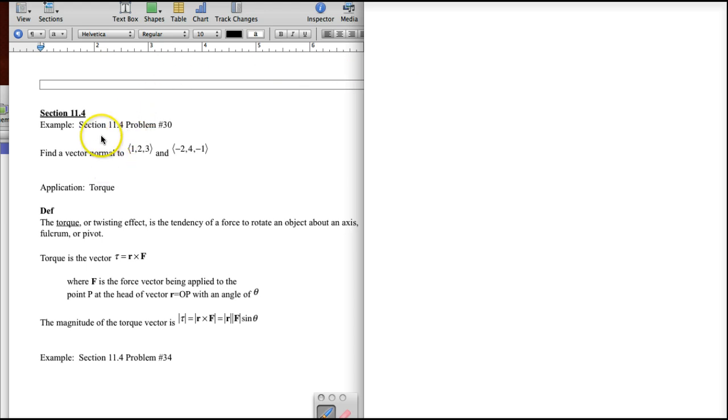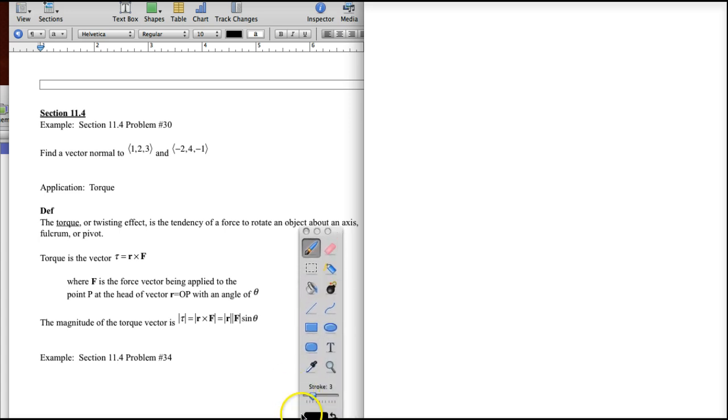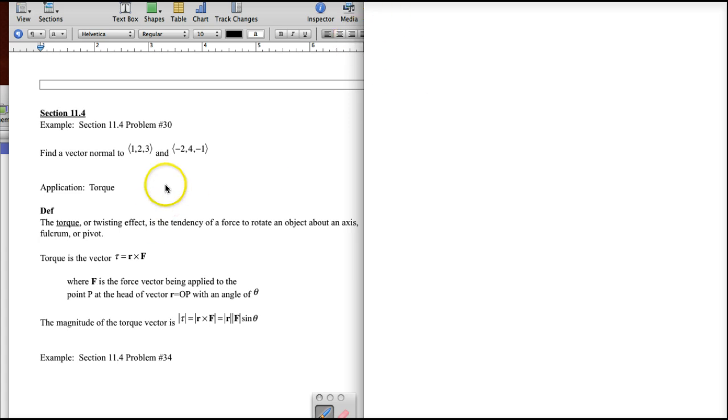So let's try an example. And this one I just chose from the textbook, so it's 11.4, problem number 30. So let's find a vector that is in fact normal to these two vectors that I have given here, 1, 2, 3, and negative 2, 4, negative 1. If we want to find a vector that's going to be normal to each of these two vectors, remember the cross product is giving us a vector that is going to be pointing using the right-hand rule orthogonally to each of the original two vectors, right? Remember, we use the right-hand rule to figure out how this vector is going to point, and it's going to be orthogonal to each of the original two vectors.